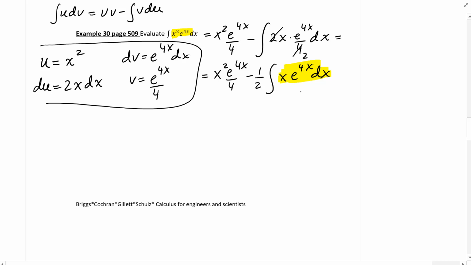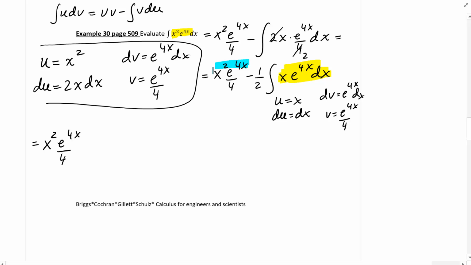So now let's do the same for this one. U is x, du is dx. dv is e to the 4x dx, so v is e to the 4x over 4. So now again, it's x squared e to the 4x over 4. I just copied this term, the first one. I just copied here. And then minus 1 over 2.